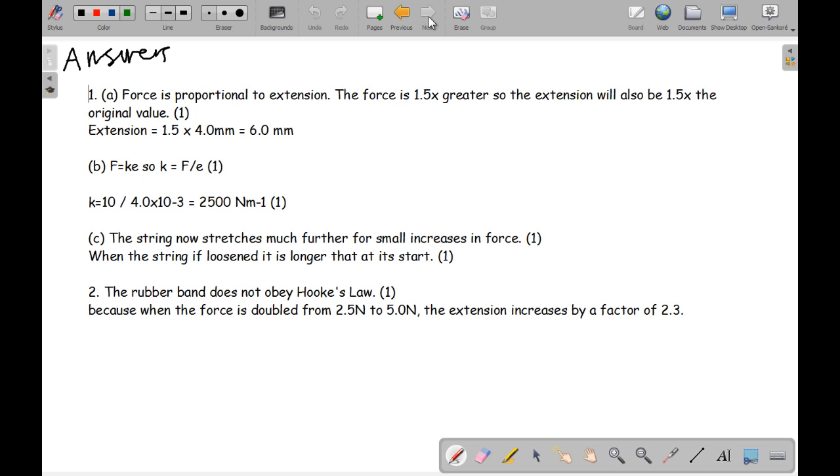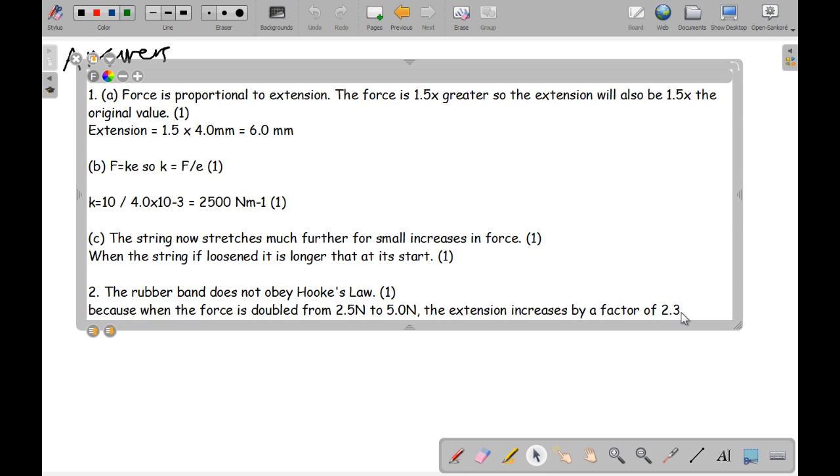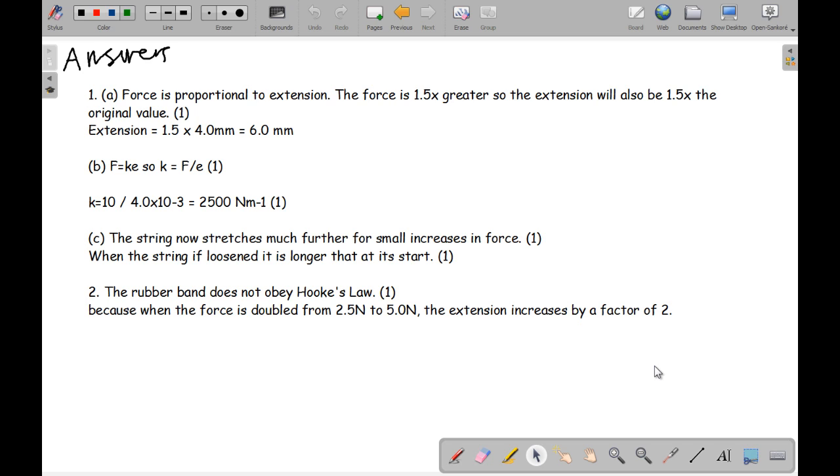So the string now stretches much further for small increases in the force, and when the string is loosened, it is longer than at its start. And the rubber band does not obey Hooke's law because when the force doubled from 2.5 newtons to 5 newtons, the extension increases by a factor of 2.3, it's not 2 times. Absolutely ridiculous. But yeah, you get the idea.